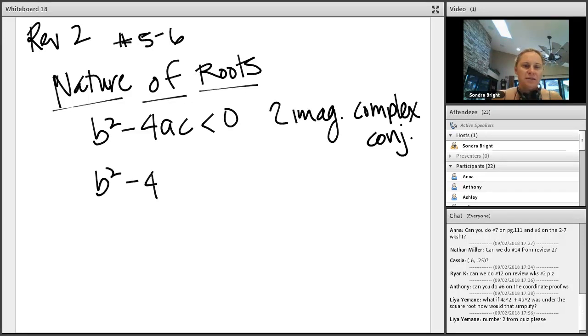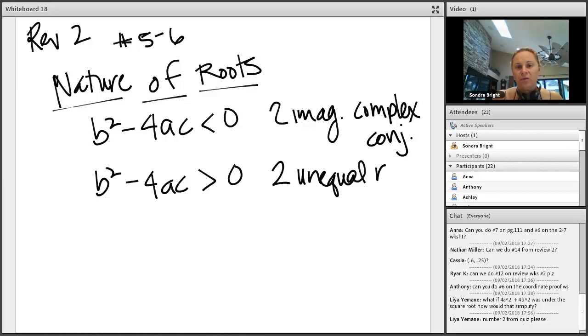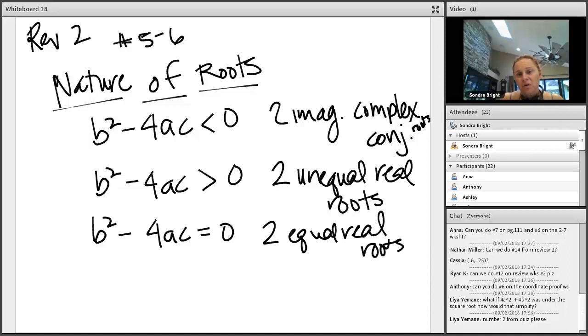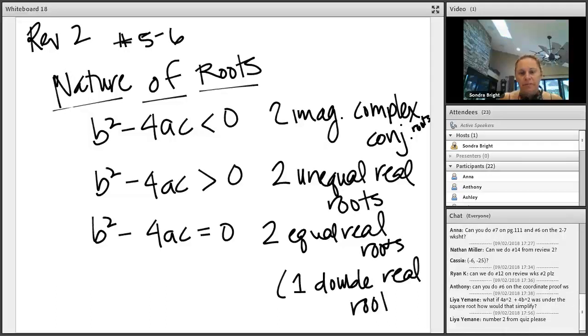And then if the discriminant is a positive number, then you have 2 unequal real roots. These are all roots. And then if it's equal to 0, then you could say either that there's 2 equal real roots, or another way to say it is 1 double root. The other way to say that is it's got a multiplicity of 2. So make sure you know that's for the nature of the roots. Doing numbers 5 and 6, it's literally a b squared minus 4ac, and figuring out, and then you got to name what it is.